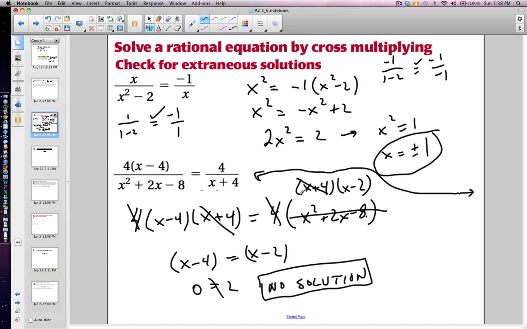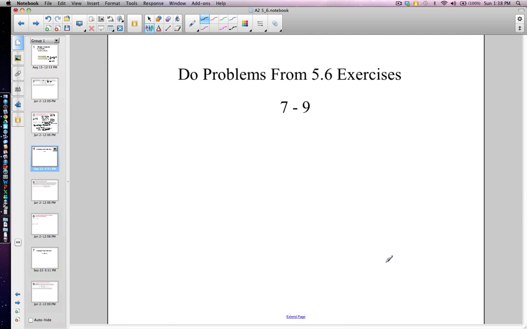That's important to keep in the back of your head when you're thinking about solutions. This can happen where you come out with something that's just not possible. This is how you interpret it: no solution. So go ahead and try solving by cross-multiplying. Do problems 7, 8, and 9, and then come on back.